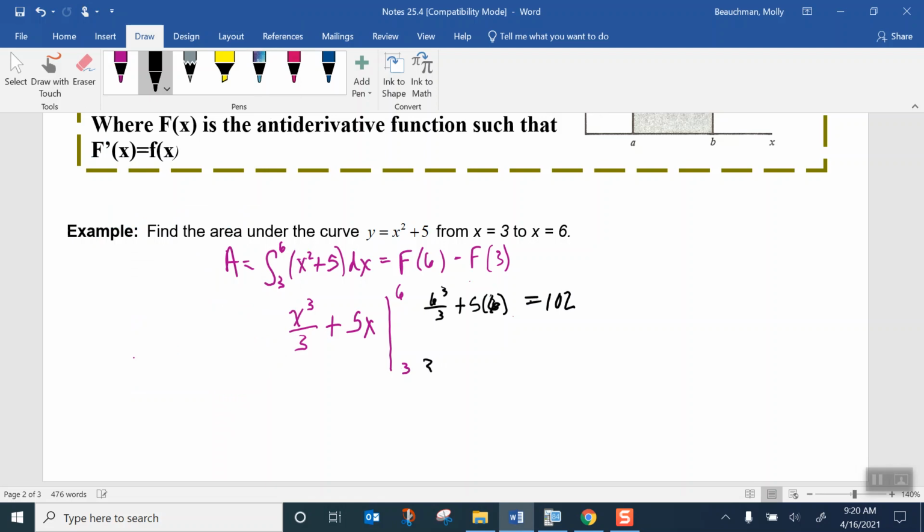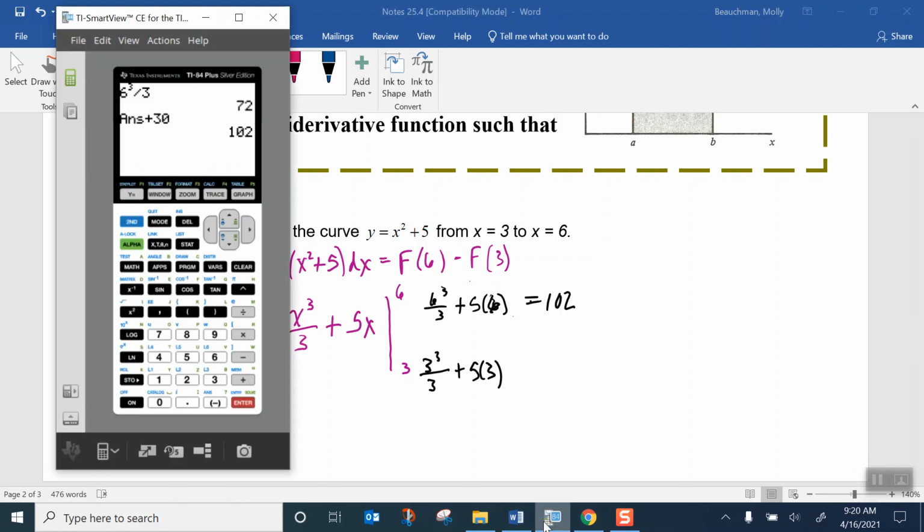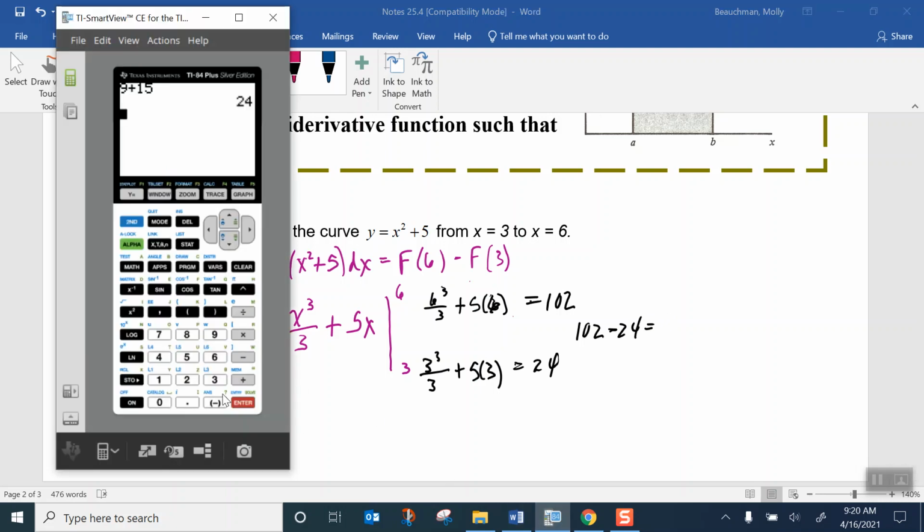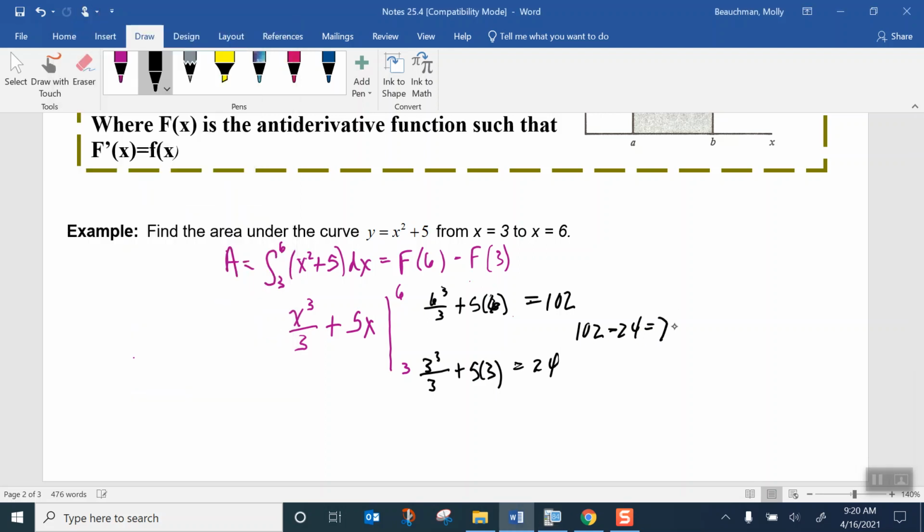Then evaluate our function at 3. We have 3 to the third divided by 3 plus 5 times 3. So that's 27 over 3, which is 9, plus 15. And we get 24. So the area is what we get when we take 102 minus 24, and we end up with an area of 78.